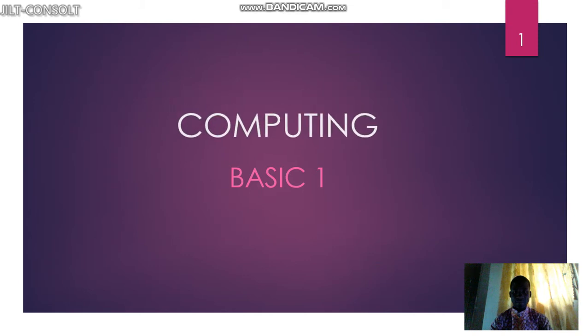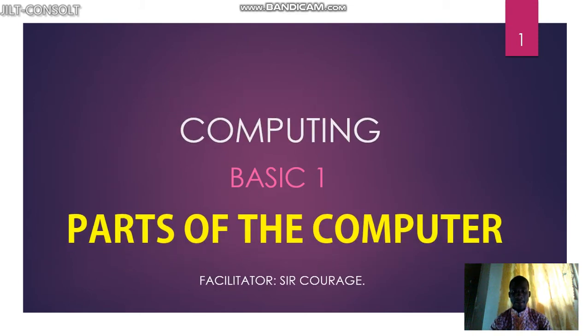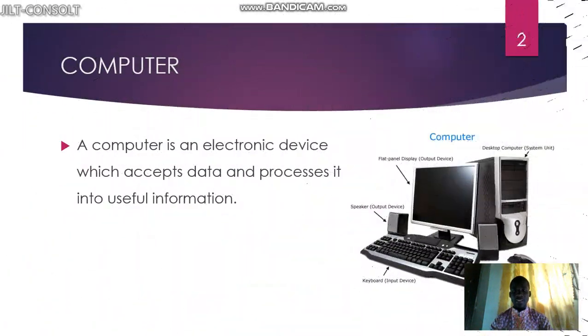Now, basic one, computing. Parts of computer. Before we go into parts of computer, let's talk about a computer. What is a computer? We can easily define a computer as an electronic device which accepts data and processes it into useful information. I said what? It is an electronic device which accepts data and processes it into useful information.